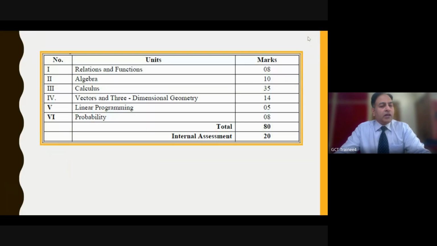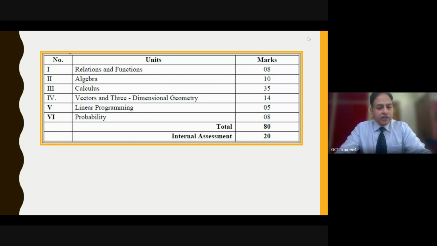So when we talk about the curriculum, we are clear about this, that there are a total of 6 units. Relations and functions consist of your chapter number 1 and 2, relations and functions and inverse trigonometry. So 8 marks for that. And then we have algebra, 10 marks for matrices and determinants, calculus for 35, and calculus actually referring to our differential and integral calculus. So which means from NCERT, chapter number 5, 6, 7, 8, 9.